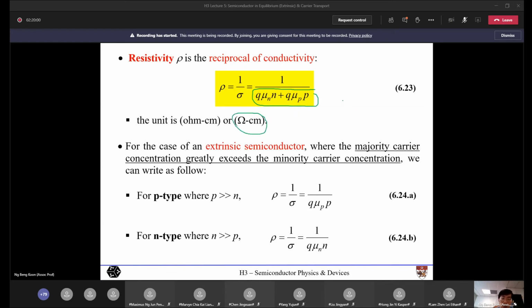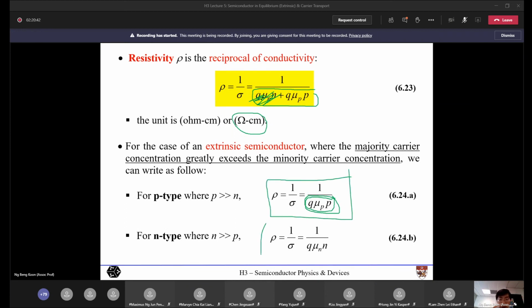Okay, so of course, if you look at extrinsic semiconductor material where the doping is quite large, such that your majority carrier concentration exceeds the minority carrier concentration by a lot, then we can approximate the resistivity or the conductivity to just being dependent on the majority carrier term, right? Okay, so for p-type, you find that in your expression, only the majority carrier hole term is left. Because if p is much greater than n, then one of the terms becomes negligible. Okay, that gives you a simpler form.